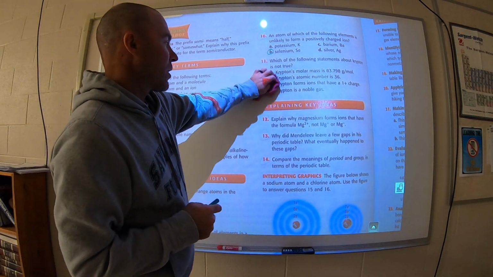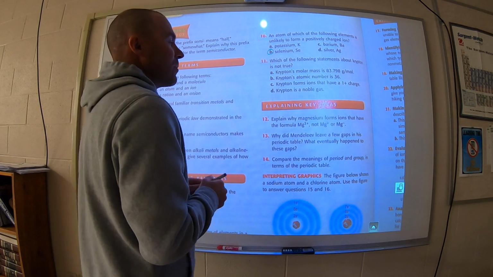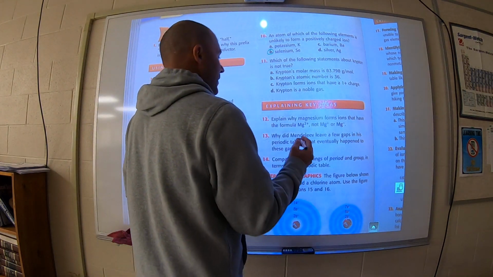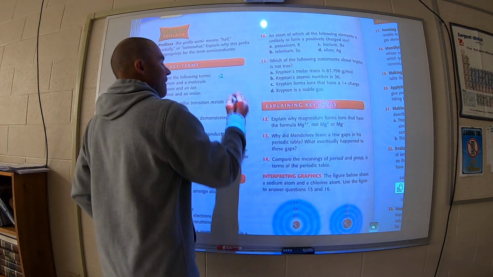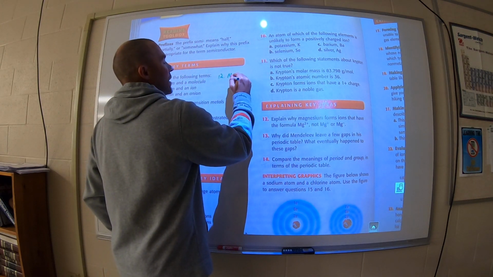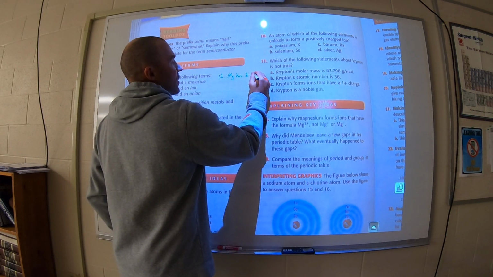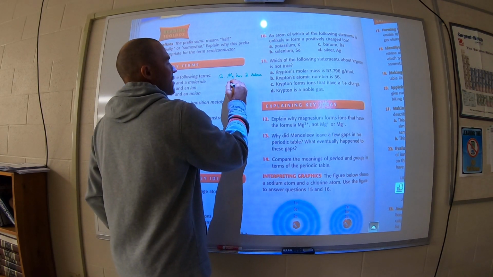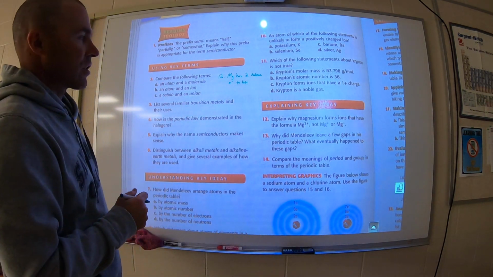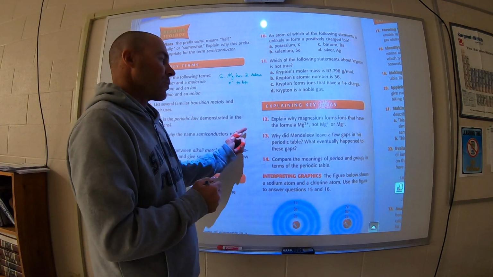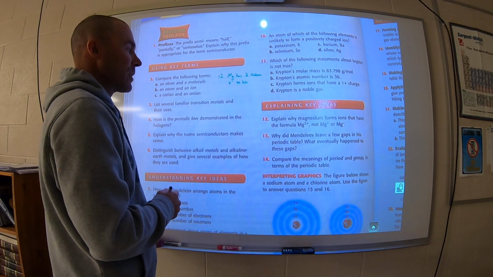Number 12, explain why magnesium forms ions that have the formula Mg+2, not Mg+ or Mg-. So I'm going to put 12 right here. Mg has 2 valence electrons to lose. If it loses those 2 electrons, it has a +2 charge. So it has to lose those 2 to become stable.